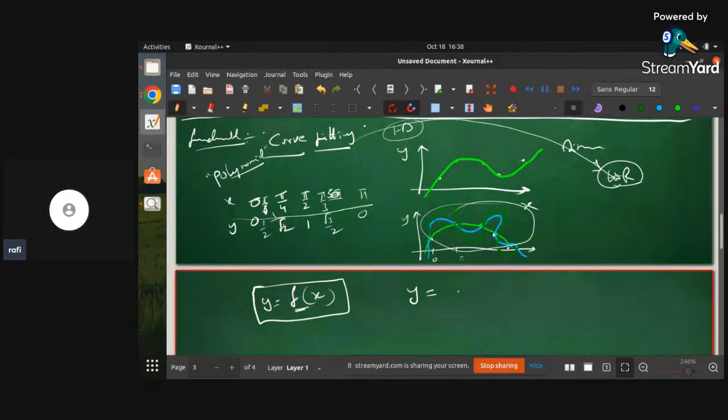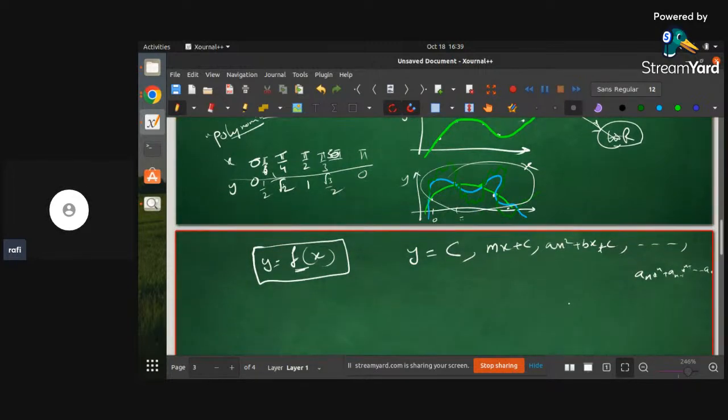Some mathematical equation. y can be a constant. y can be a linear function like mx plus c. y can be a second order polynomial, ax square plus bx plus c. y can be a third order polynomial, or an nth order polynomial: an x power n, plus an minus 1 x power n minus 1, and so on, up to a naught. We don't know what curve fits better.